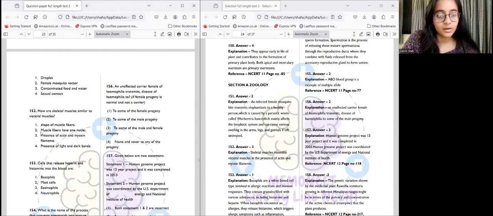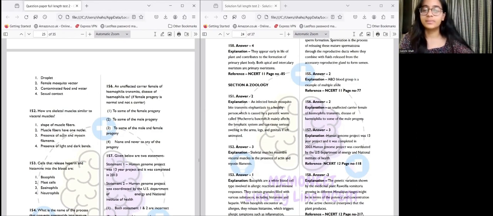And the nuclei, obviously, they do not have one nucleus, as skeletal muscle fibers have multiple nuclei. Presence of actin and myosin filaments: yes, that's correct, because all of them have actin and myosin filaments. That's what makes them a muscle, right? That's what helps them undergo contractions.